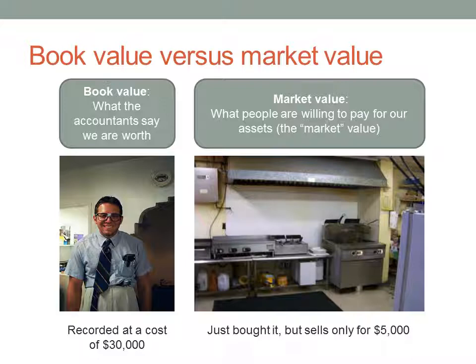Another issue we have on the balance sheet is things that are recorded at book value and what their actual market value is. The accountants make us record things at cost, where, like for an example, this restaurant equipment, we may have paid $30,000 for it. 6 months later, our business closes and we can only sell it for $5,000. Well, that was the true market value after we bought it, even though we had to carry it at cost at $30,000.